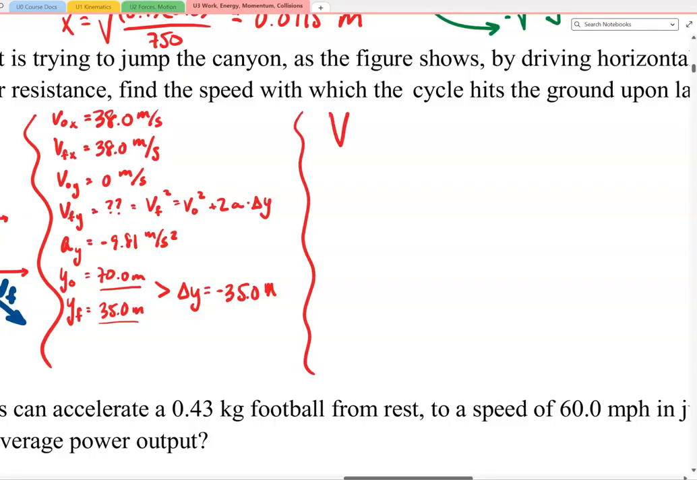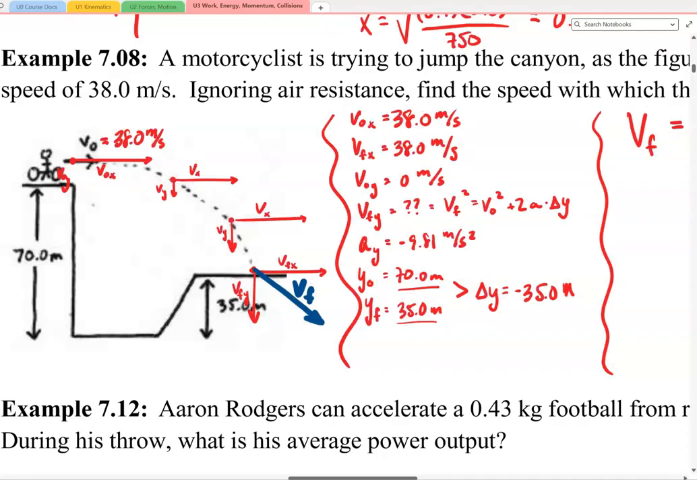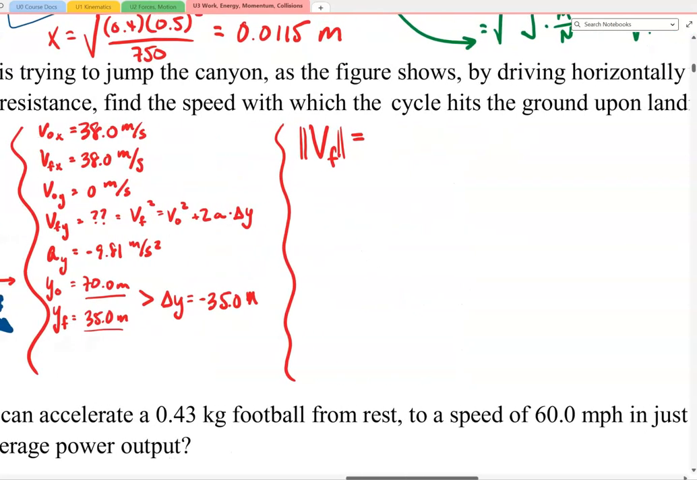So I'm also going to note that the magnitude of our final velocity, I should say, down this diagonal, and to be careful, I will put the magnitude bars here. The magnitude of our final velocity is equal to the square root of the magnitude of our velocity in the x direction, and I'm going to note that that's the final velocity in the x direction squared, plus the final velocity in the y direction squared.